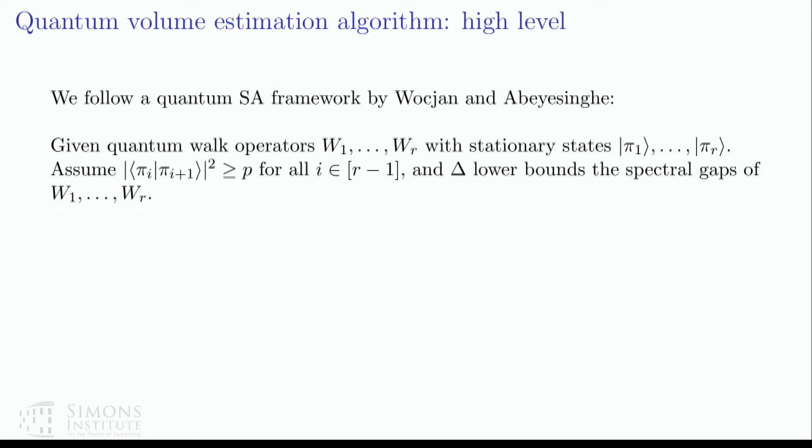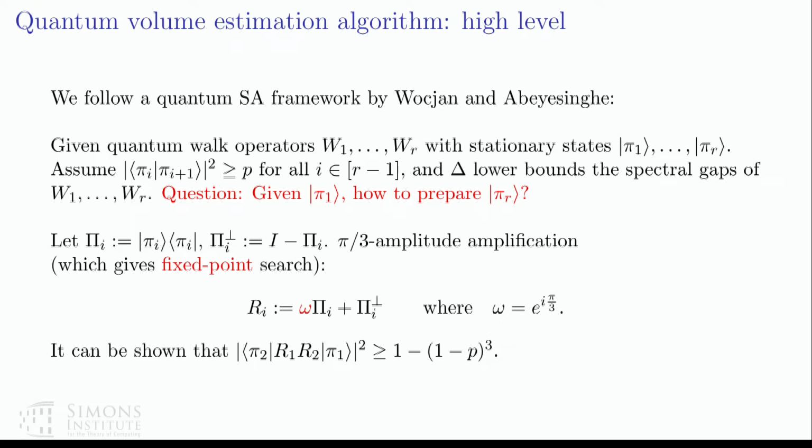We have corresponding quantum walk operators, from W1 to WR, in a simulated annealing procedure, and correspondingly, they have stationary states from pi1 to pi r. Because this is a simulated annealing schedule, the overlap between consecutive stationary states should be large. For instance, the inner product here should be at least p. We also denote delta to be the general lower bound on the spectral gaps of the quantum walk operators. So a very natural question here is how we are going to change from the start stationary state pi1 to the final stationary state pi r that we really need for the simulated annealing schedule.